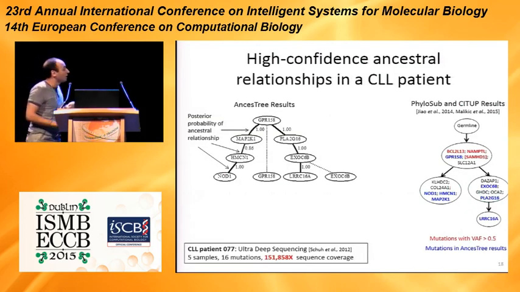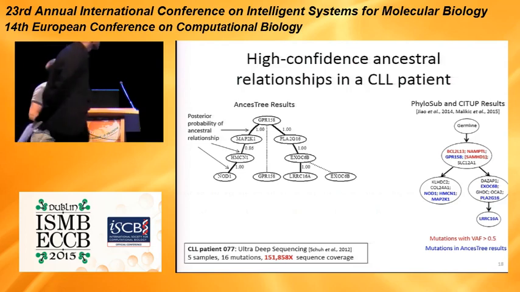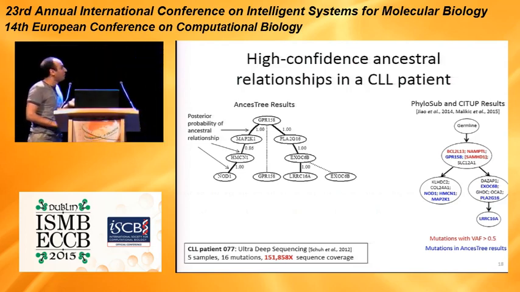So this brings me to the next slide. This is a CLL patient, a leukemia patient, and it's been sequenced at extremely high coverage. There was only a panel of 16 genes, 16 loci, that were sequenced, and the coverage is 150K. What I'm showing you here on the left is the tree inferred by Ancestry. And here on the right, I'm showing you the trees reported by PhyloSub and SITUp in their respective publications.